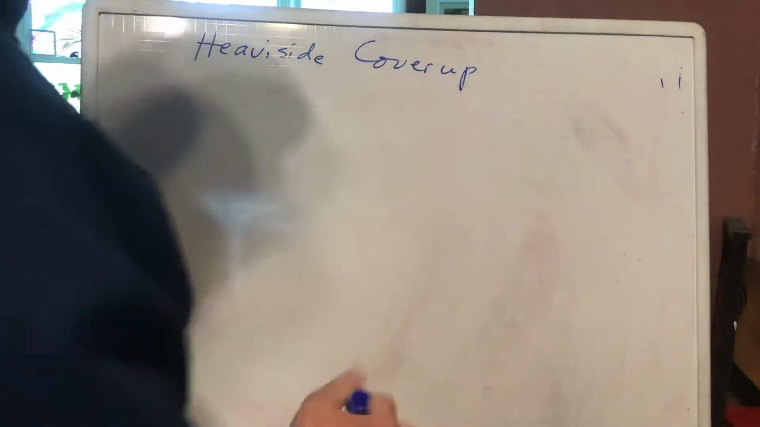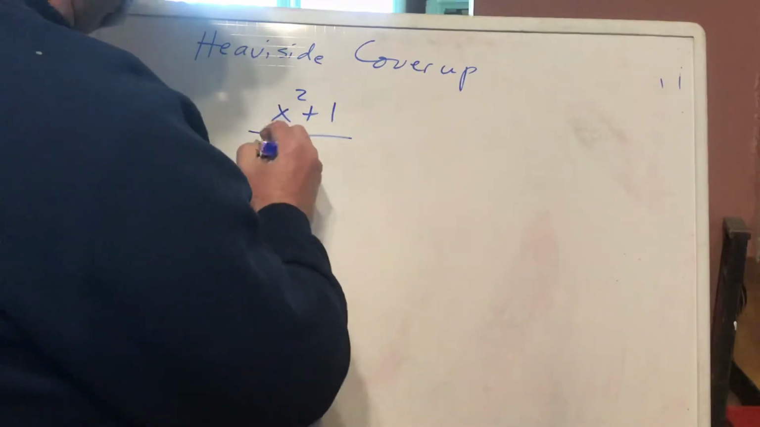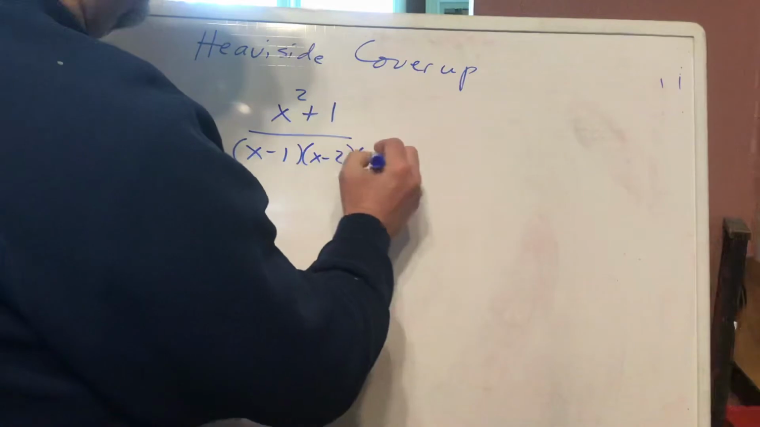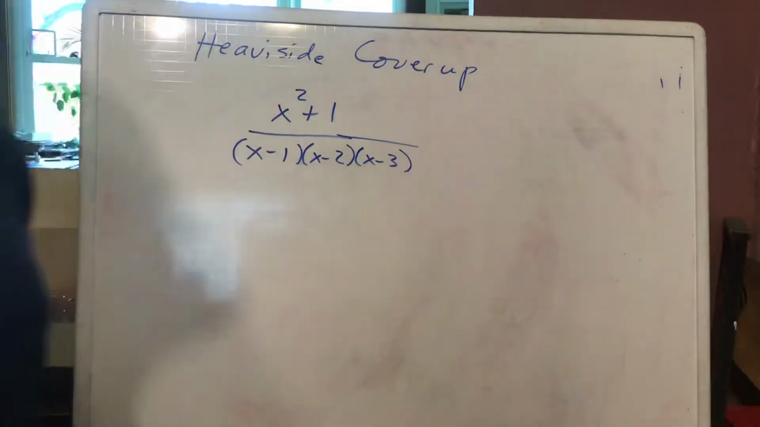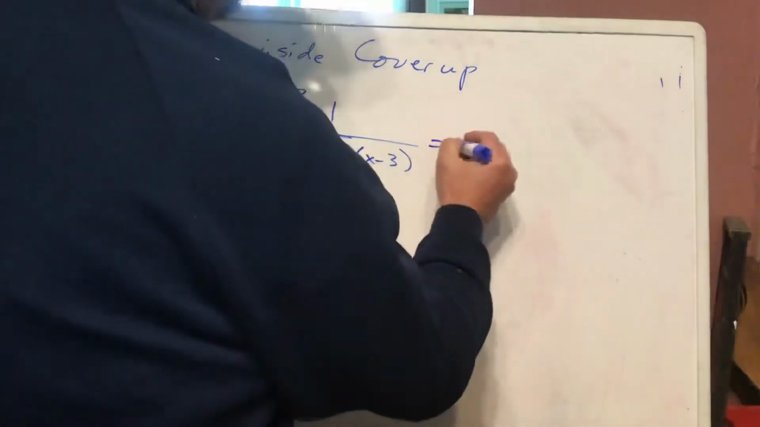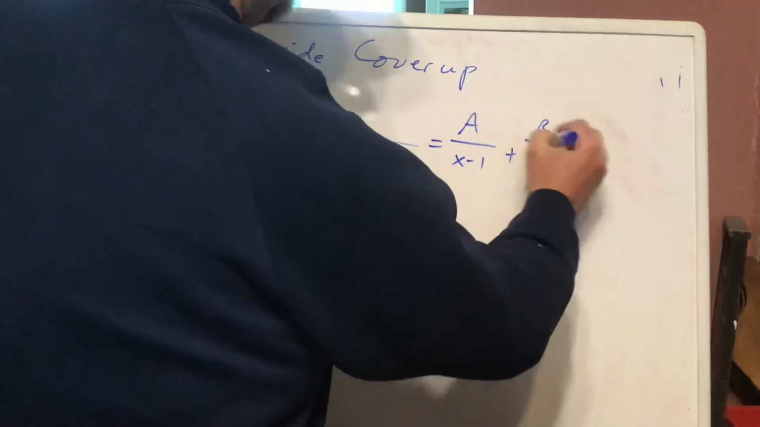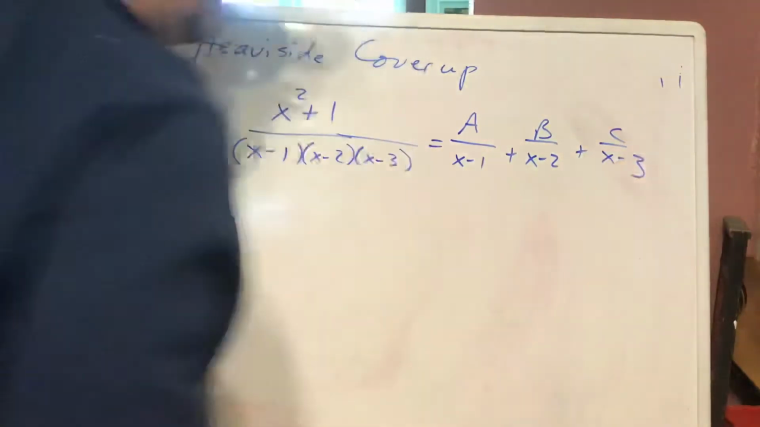So I'm going to start here with a fraction that's already factored. I could have started with this thing all multiplied out and then shown you how to find the roots by doing synthetic division, but I've already done one like that, so I'm just going to do it like this. Now this tells us that this would be a over x minus 1 plus b over x minus 2 plus c over x minus 3. That's where this came from.